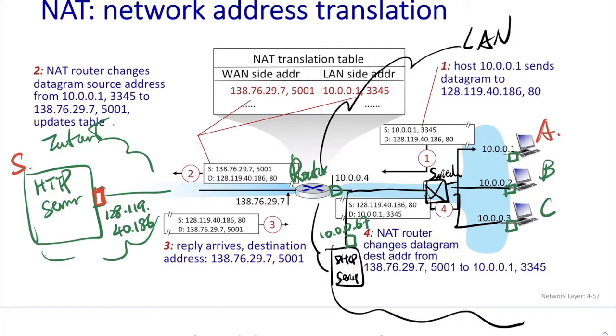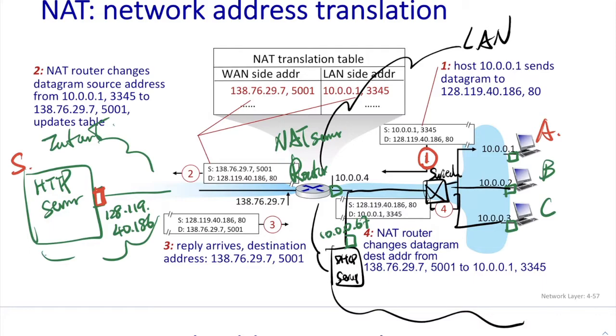Okay, so in this case, this router has another role, which is NAT server. That is network address translation server. So let's take a look at this packet, this red packet number 1. This packet is from A. So this packet's source IP address is 10.0.0.1, and the source port is 3345. That is a random port number selected by A.